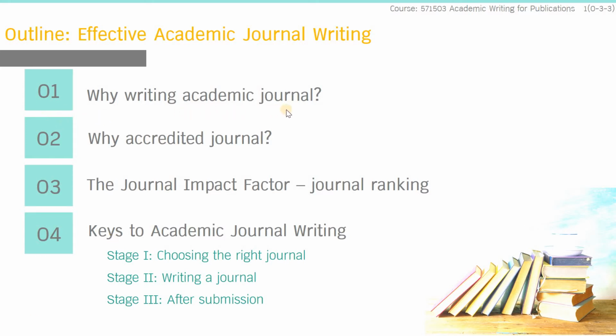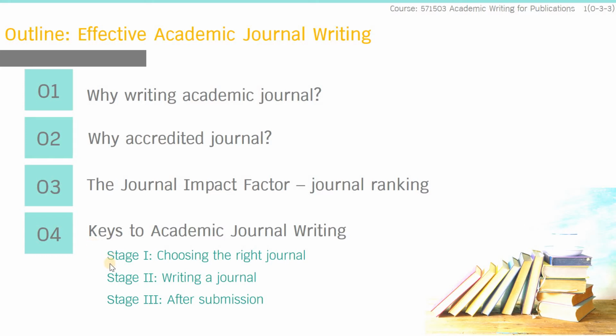First, why write an academic journal in the first place? Second, why do we have to choose an accredited journal? Why is it so important? Third, what is the journal impact factor or the ranking, and why do you have to choose the journal based on this factor? Finally, on the 4th topic, I will give you the keys to academic journal writing.